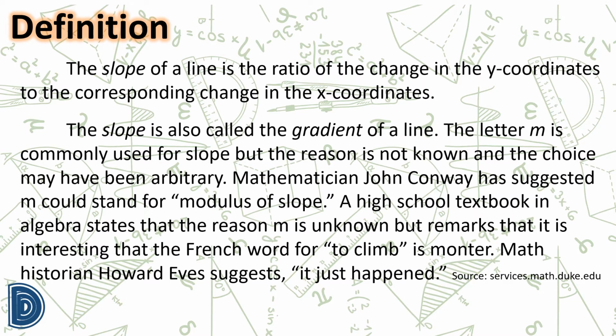The letter M is commonly used for the slope, but the reason is not known, and the choice may have been arbitrary. Mathematician John Conway has suggested M could stand for modulus of slope. A high school textbook in algebra states that the reason for M is unknown, but remarks that it is interesting that the French word for to climb is monter. Math historian Howard Eves suggests it just happened. This is from services.math.duke.edu.